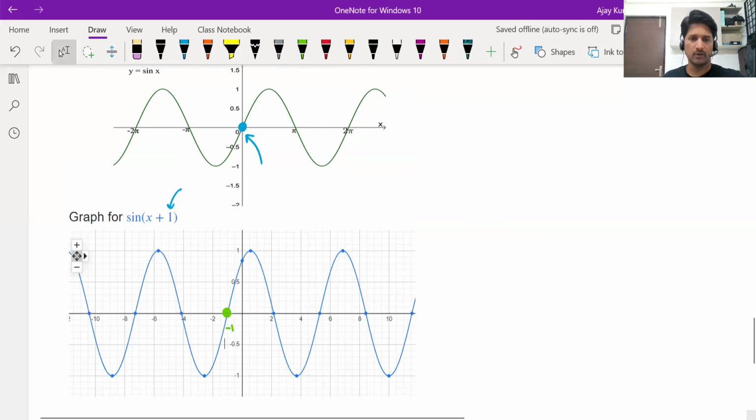Suppose you add 2. Let me show you that graph also. You add a constant 2 inside, then the graph will shift by 2 units to the left. The time period will not change. The peak value will not change. Only the initial value will change.